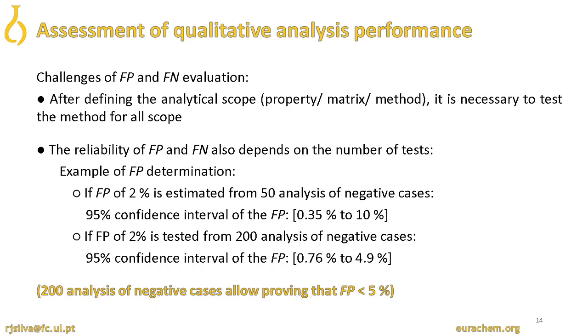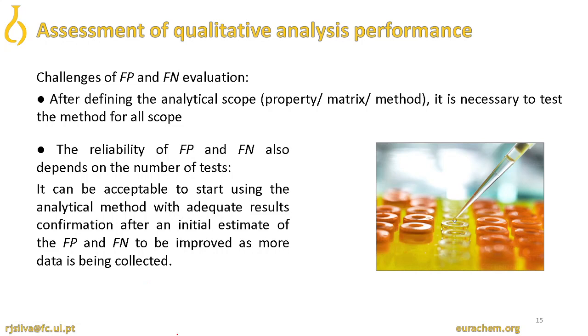But we have a big limitation associated with this experimental determination of false positive result rates when the false positive rate is very low, and you have a very selective analytical method. A way of handling that could be to perform an initial estimate of the false positive result rates, and after that acceptable initial assessment, you start analyzing your unknown samples with extra quality control and confirmation of results. And as you get more information, you will improve your performance estimates, and hopefully you will prove that the method is fit for purpose.